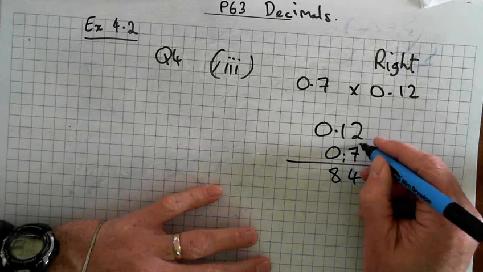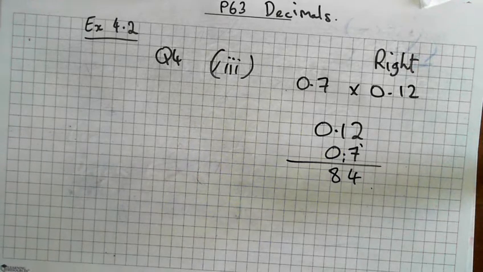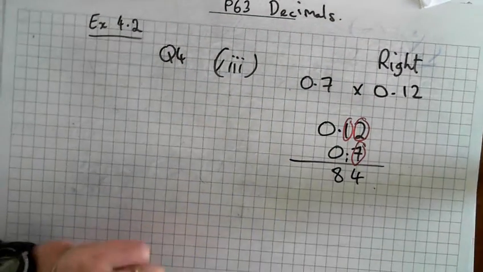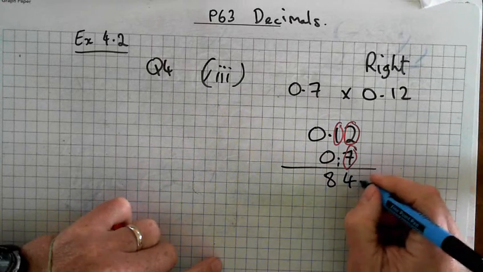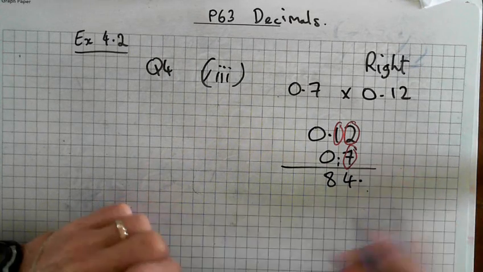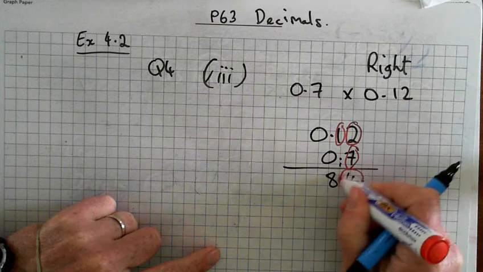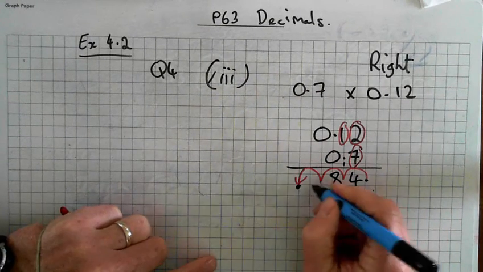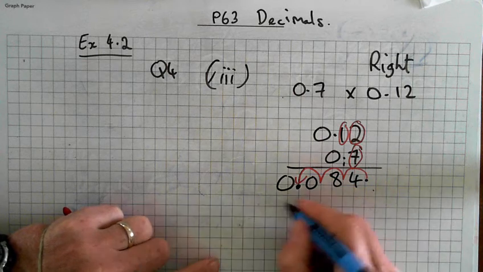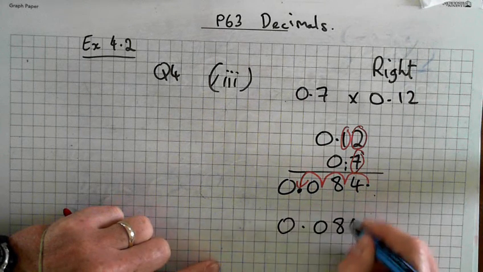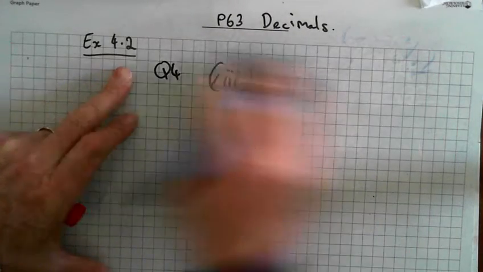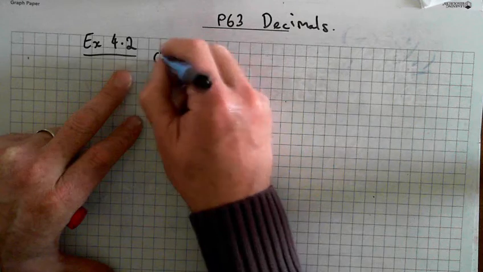Now, how many numbers are behind the decimal point? We have 1, 2 numbers to the right of the decimal point. We have 3. So we start here. The decimal point is here, and then we move it 1, 2, 3. That's where the decimal point ends up. I need to put a 0 underneath that. The answer is 0.084. Is that okay?